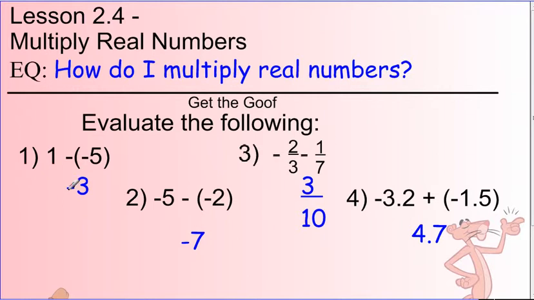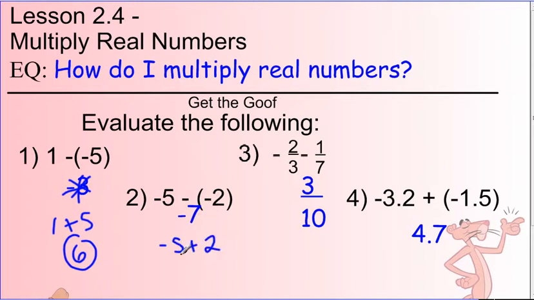Okay, so let's get started with our get the goofs here. First problem says 1 minus a negative 5, which if you use KFC becomes 1 plus a positive 5. And 1 plus 5 is just 6. Number 2 would be a negative 5 plus a positive 2, and the signs are different, so we subtract, keep the sign of the bigger number, a negative 3.